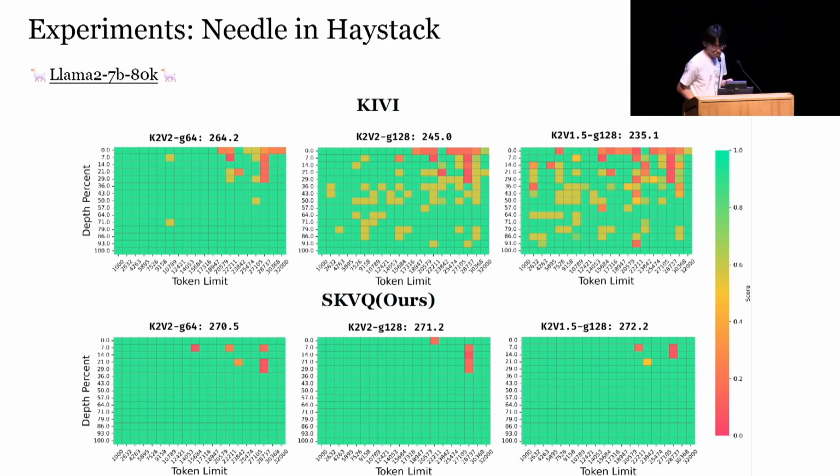And a comparison with KIVI under different settings also shows a better score, and we find that under the setting of key cache 2 bits, value cache ternary, the 1.5 bits indicates the ternarization, our method is almost lossless.